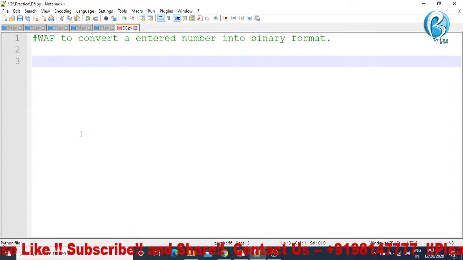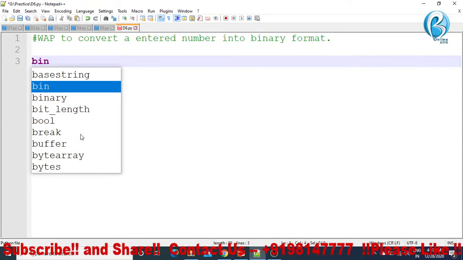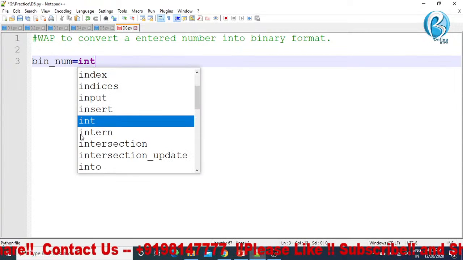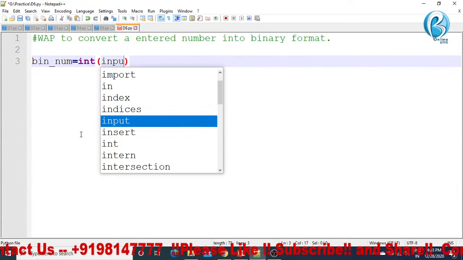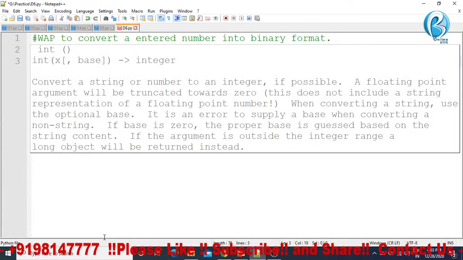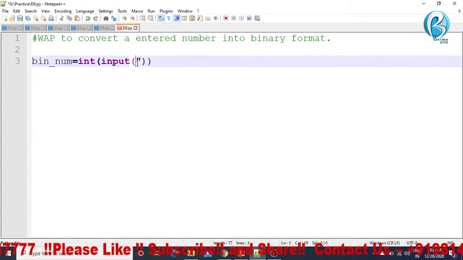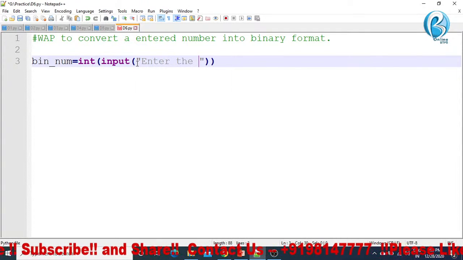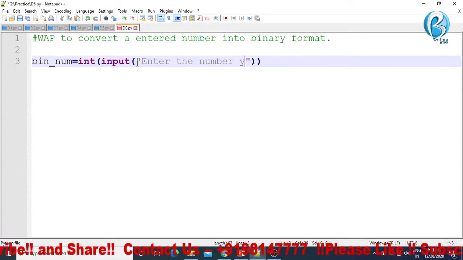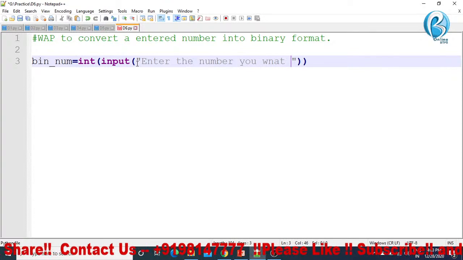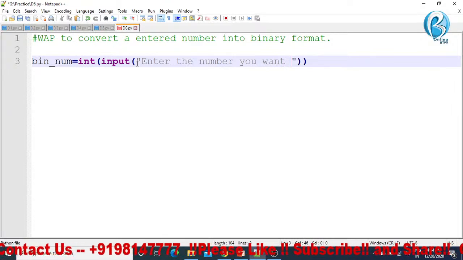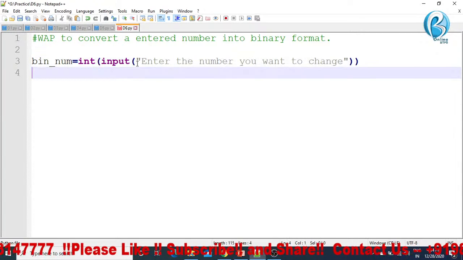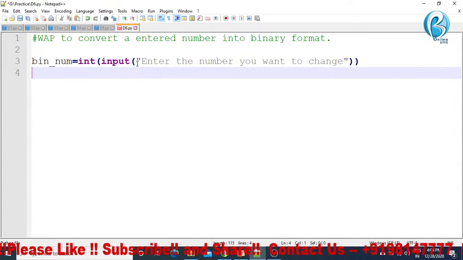So binary number is the variable we are taking. Okay, then integer of input: enter the number you want to change. Okay, next thing is, so we entered a number.